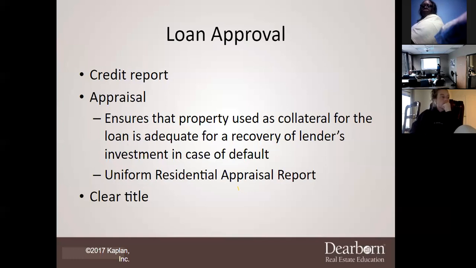So the appraisal is also a big one. Remember I told y'all before, if you have a lender involved, they're going to get an appraisal, period. No questions asked, there will be an appraisal. And the appraisal is to ensure that the property used as collateral for the loan is adequate for the recovery of the lender's investment in case of default. So if the buyer defaults, the appraisal will validate the amount that they loaned so that they can take that property back and recover on their investment.